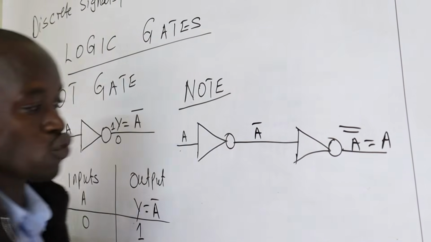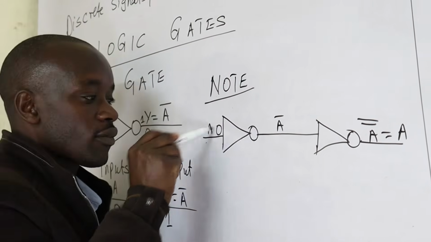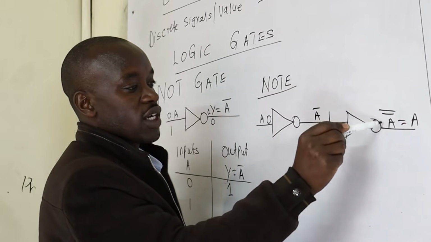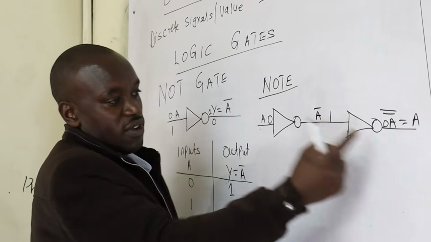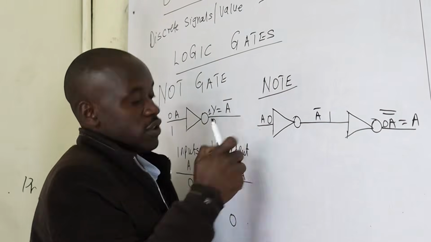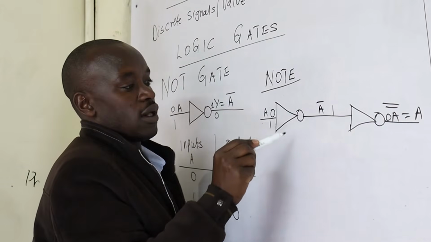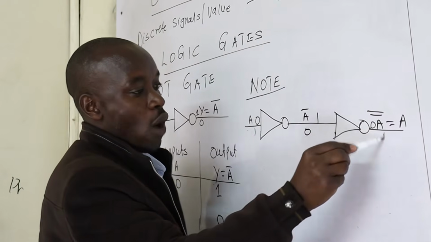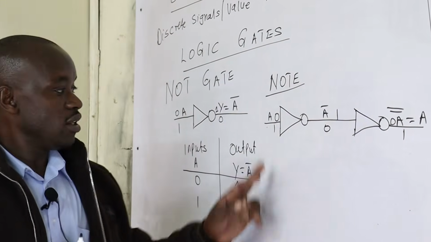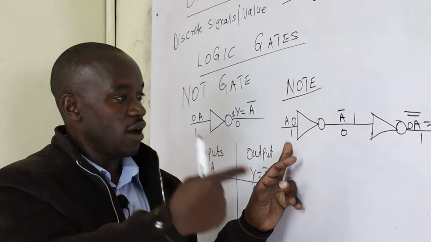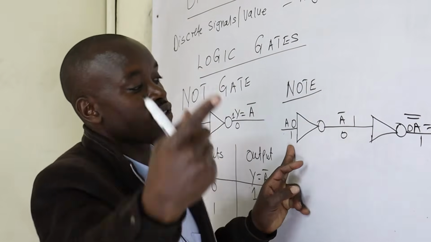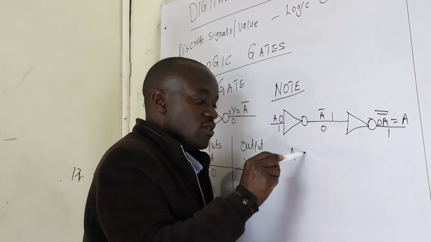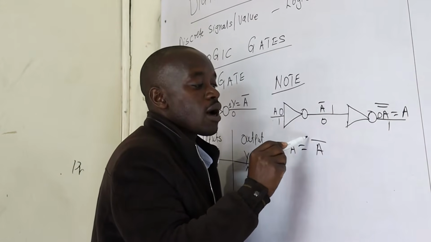Let us prove it is true. If I have 0 here, through this gate, I will get 1. 1 inverted, we get 0. So it means the output here is the same as the input. If I have 1 here, through this gate will be 0, then through this gate will be 1. So if you are keen, it means that when the input passes through two NOT gates, it will be the same. So in simple terms, there is a rule which says that A is the same as A bar bar.